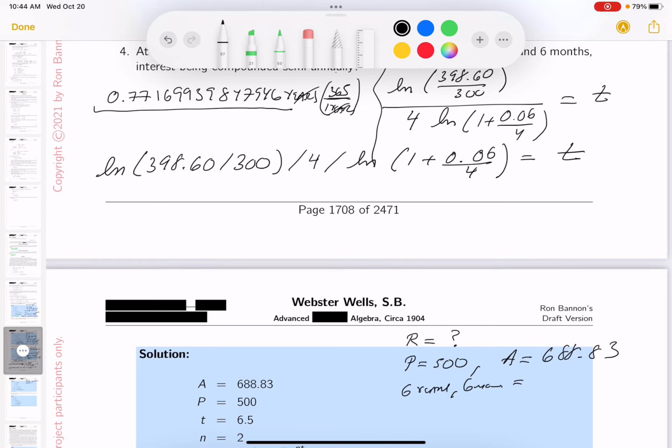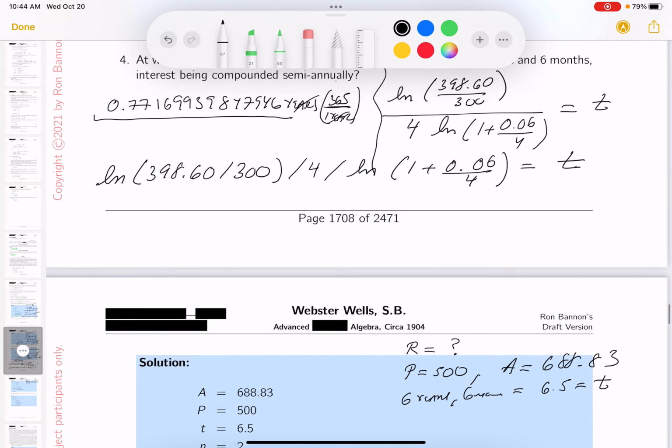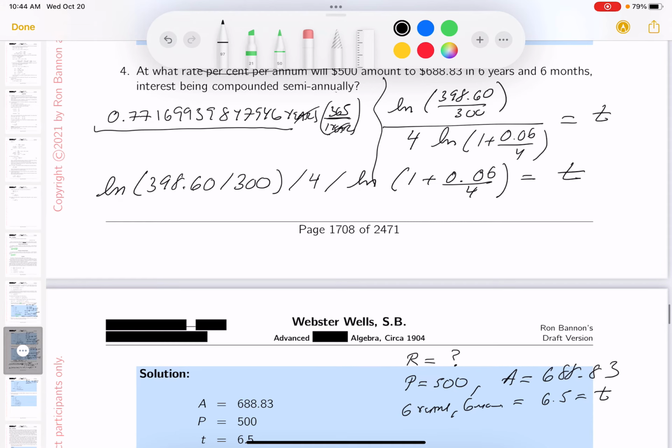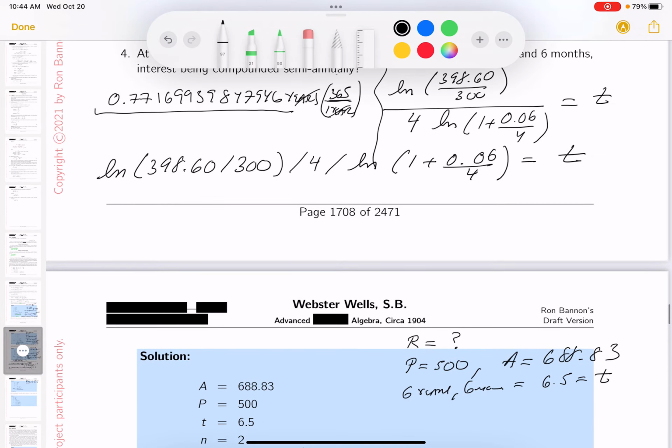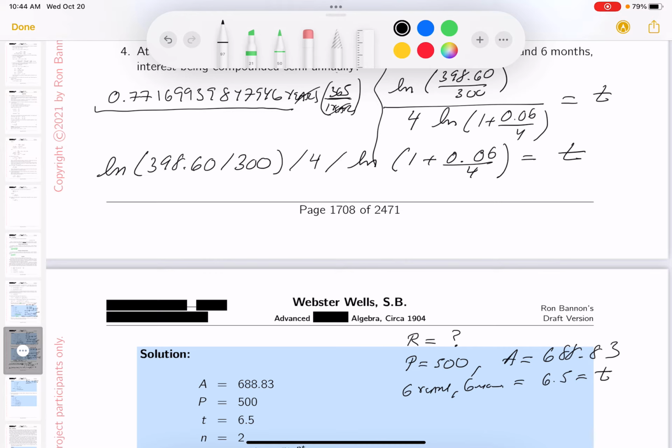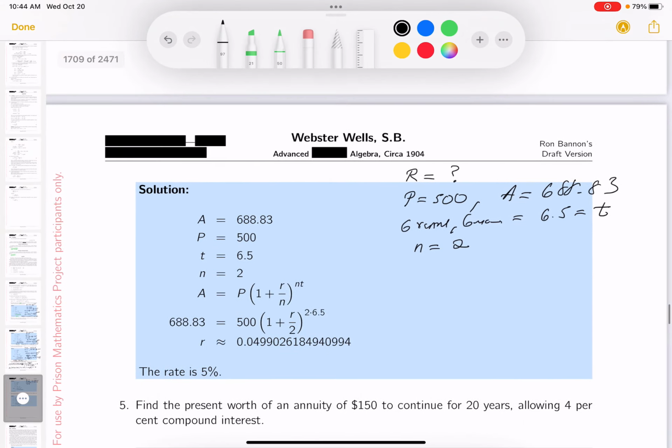So 6.5 is going to be the time. All right? So let me say the interest is compounded semi-annually. So what's n going to be? Well, it's twice a year. Well, I got to write it down. And what I don't know is the r.